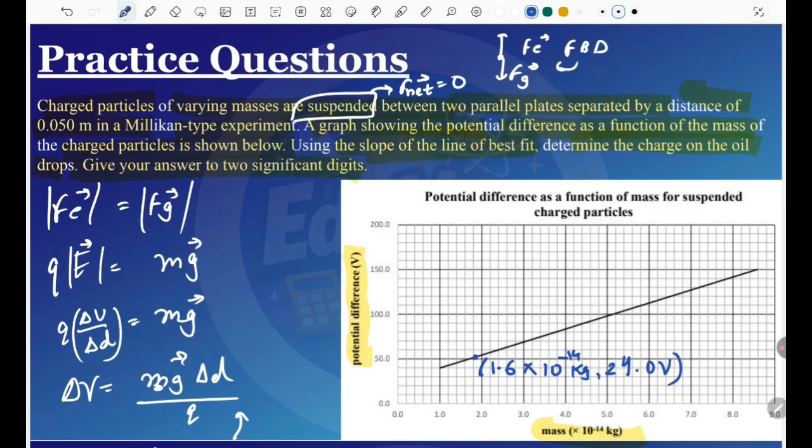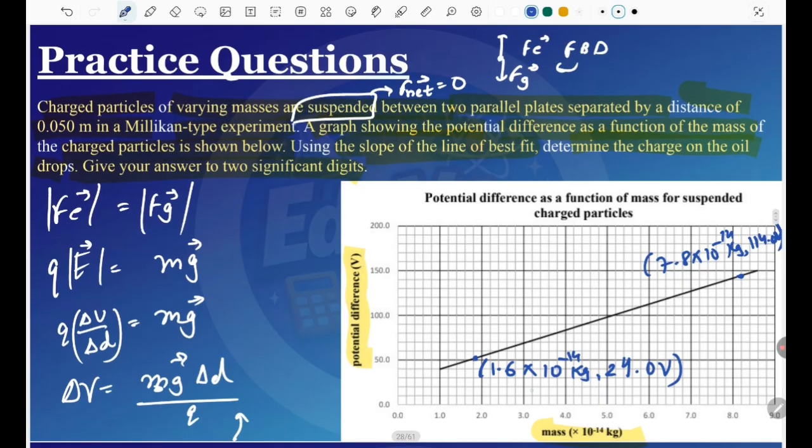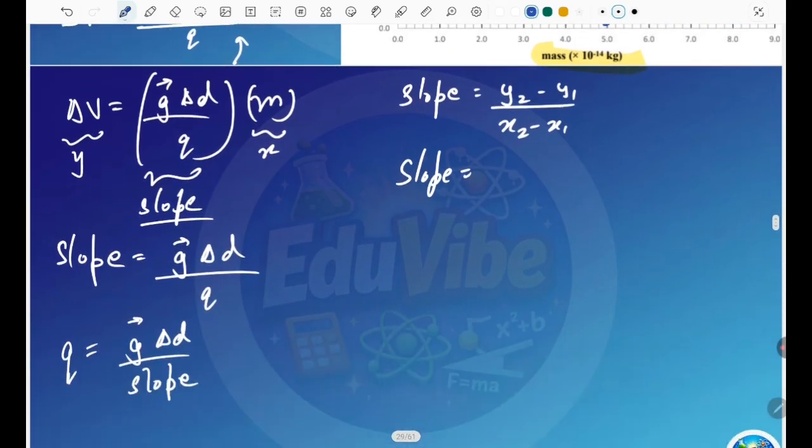The next point I get over there, like this point. This is the point which is 7.8 times 10 raised to minus 14 kg, comma, which is 114.0 volts, I think. So this is again an approximation I do. So from here, this is your x1 y1 and this is your x2 y2. Now you have to put this in the slope formula.